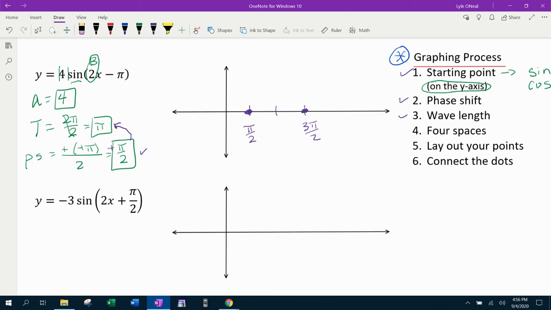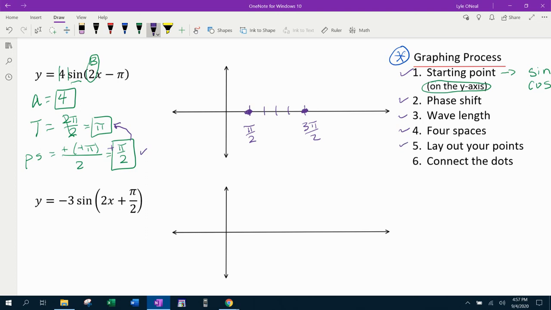Now then, I need 4 equal spaces. I've only got 2 from start to finish. So I'm going to cut those in half so that I get 4 equal spaces. The reason you need 4 spaces is because these hash marks are where your points go. I need 4 spaces so I know where to put my next 3 points. Step number 5 is lay out your points.